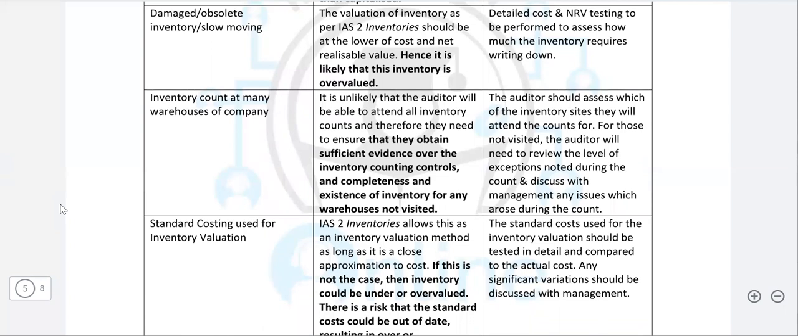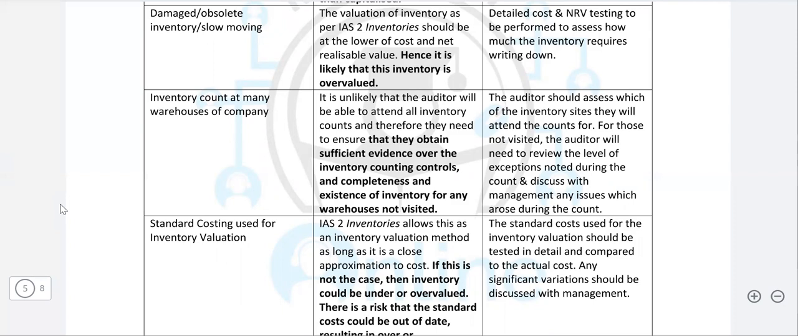Then this is one of the most important points, that you almost see in every audit risk question: inventory count at many warehouses of the company. You will see this in many questions that have come up till now in the exam. So what is that basically? The management is having multiple warehouses, multiple stores in which the auditor is supposed to count the inventory, but due to the lack of time, the lack of sufficient staff, the lack of team members, the auditor is not able to attend all the inventory counts.